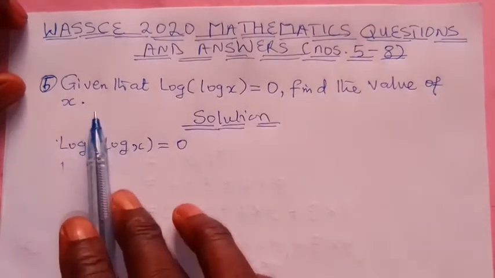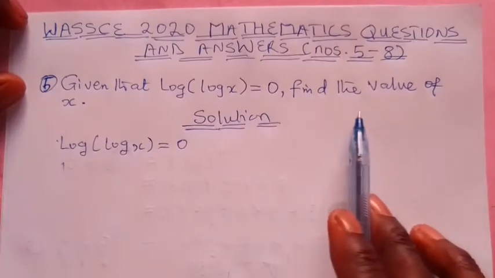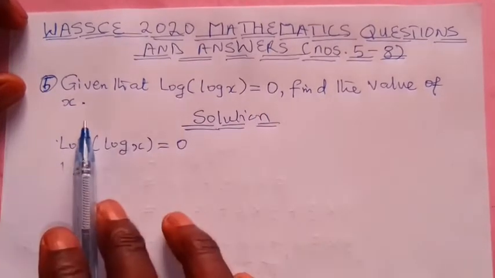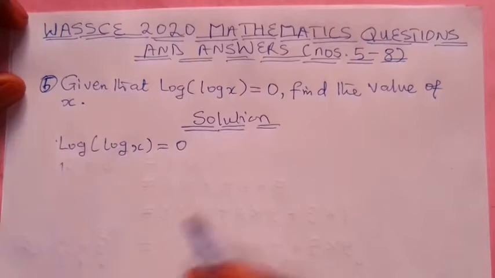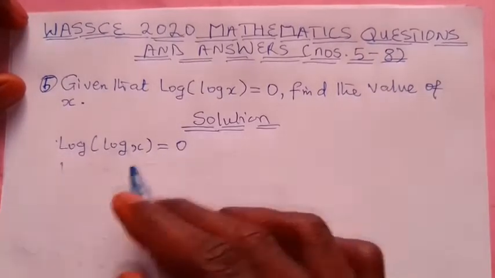In number 5, it says, given that log of log x equals 0, find the value of x. How do we approach this question? Let me give you a quick lecture on how to go about this.